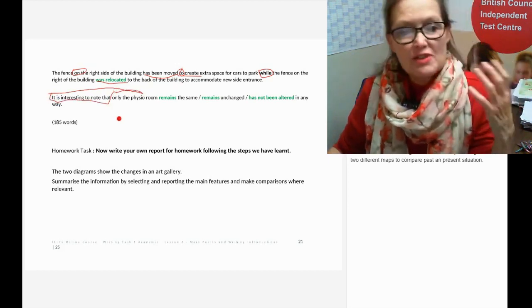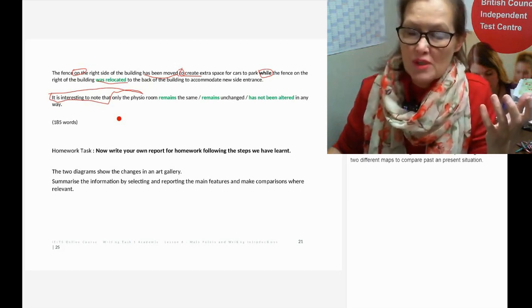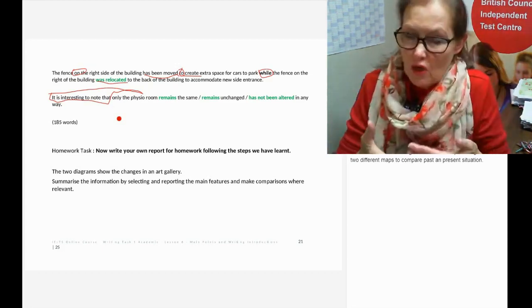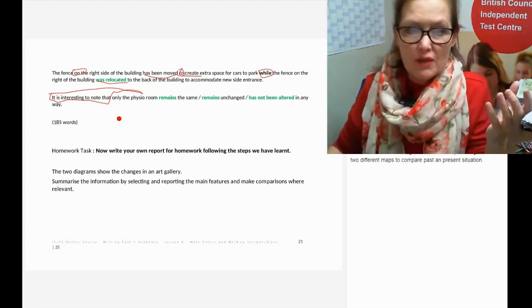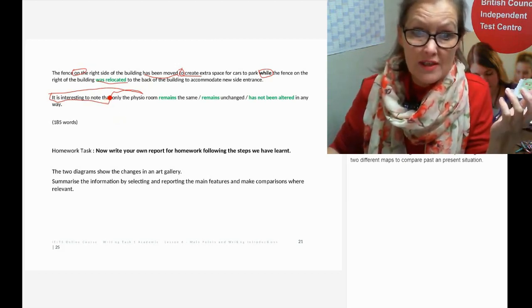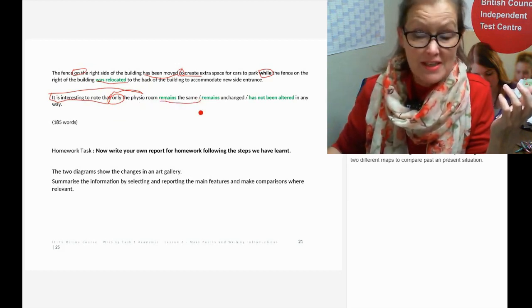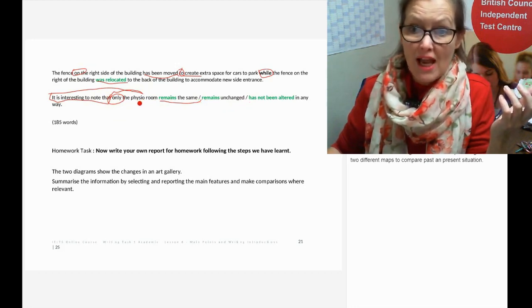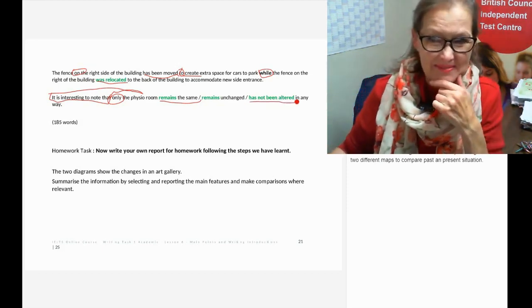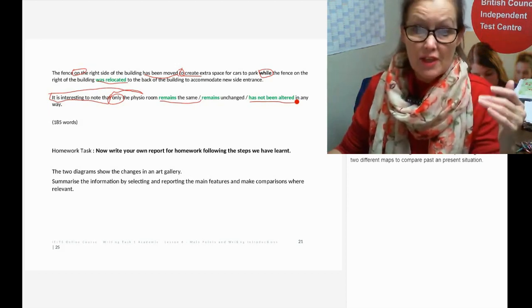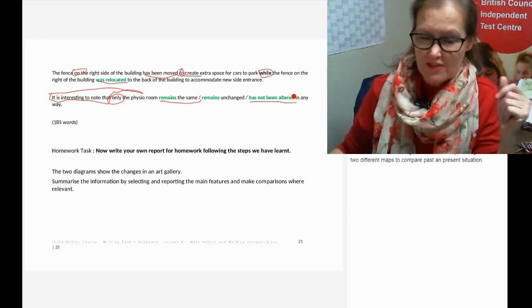And this is a way that you can actually close your report, because we don't write a conclusion in a report because we're not drawing any conclusions. So I've just used this as a point. It's interesting to note that the physio room remains the same. Or I could say remains unchanged. Or it's interesting to note that the physio room has not been altered in any way. And that kind of closes my essay, and it mentions the only point that hasn't really changed.